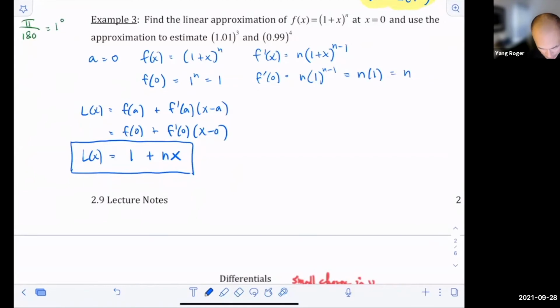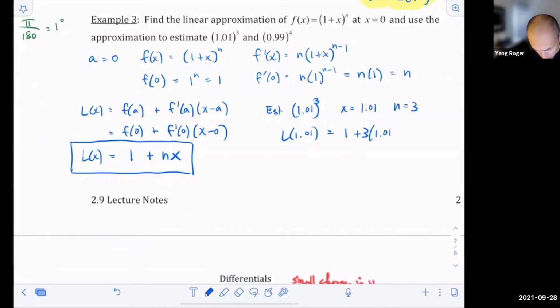So let's say I want to estimate 1.01 to the third power. This is telling us x is equal to 1.01 and n is equal to 3. So that's basically going to be L of 1.01 is just 1 plus 3 times 1.01, which is 4.03.